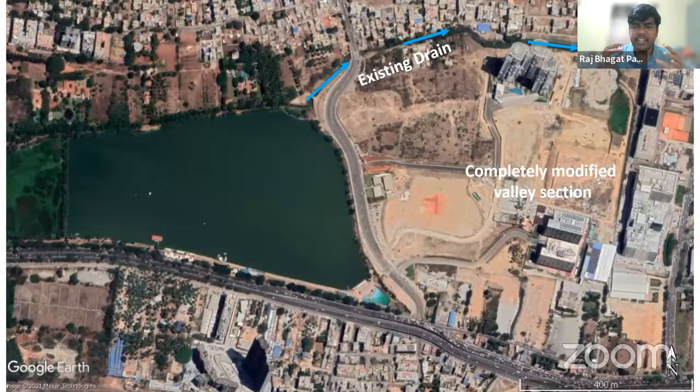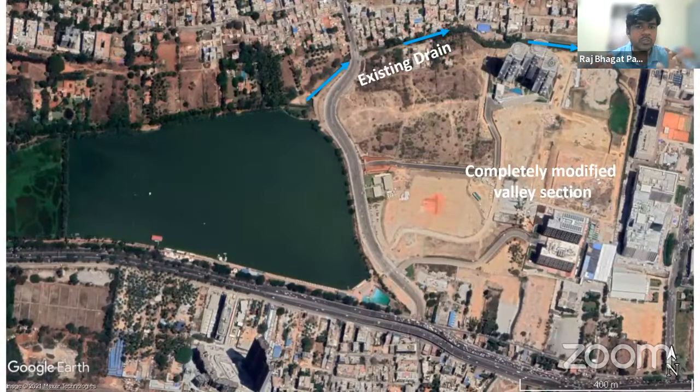Now this means that over time, when it happens, it completely starts modifying this. Of course, from an ecological perspective, we need the entire valley. But right now, because of this urban development process, the valley has been lost, and it has now been completely urbanized.